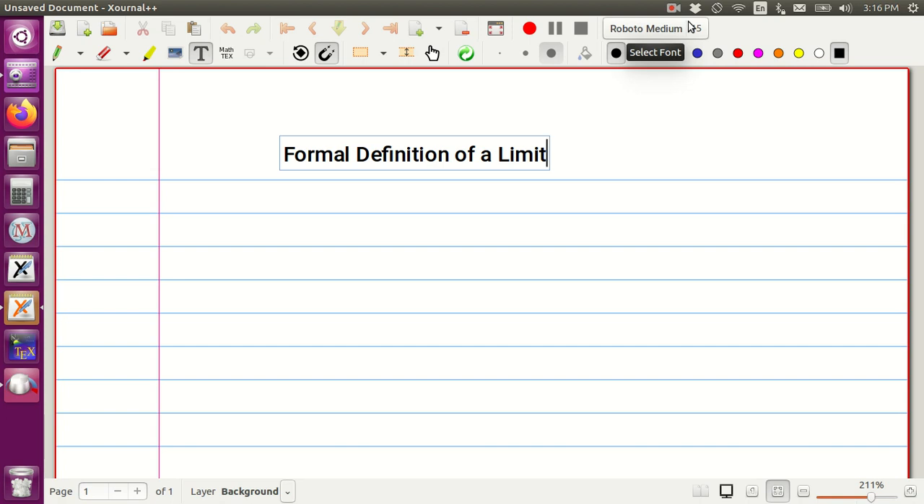In this lecture we will talk about the formal definition of a limit. This definition is very important. Unfortunately, it's very hard to use, but we still need to go through it to understand the formal mathematical definition of a limit.